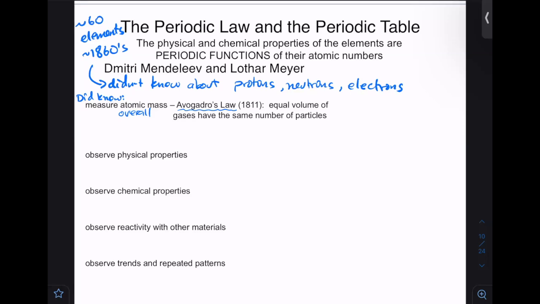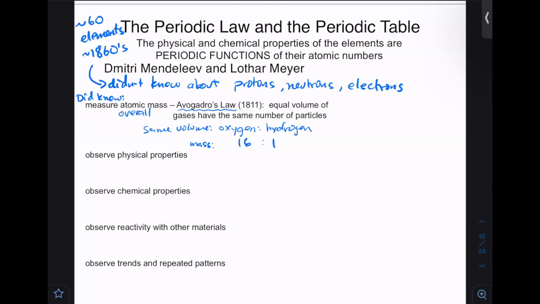So if they can measure the mass of, say, one volume of oxygen and the same volume of hydrogen, they can get a mass ratio of that. So oxygen to hydrogen, the same volume of that, following Avogadro's law, they have the same number of particles. So by mass, they can then find that oxygen is about 16 times more massive than hydrogen is. There's a 16-to-1 ratio there, following that principle.